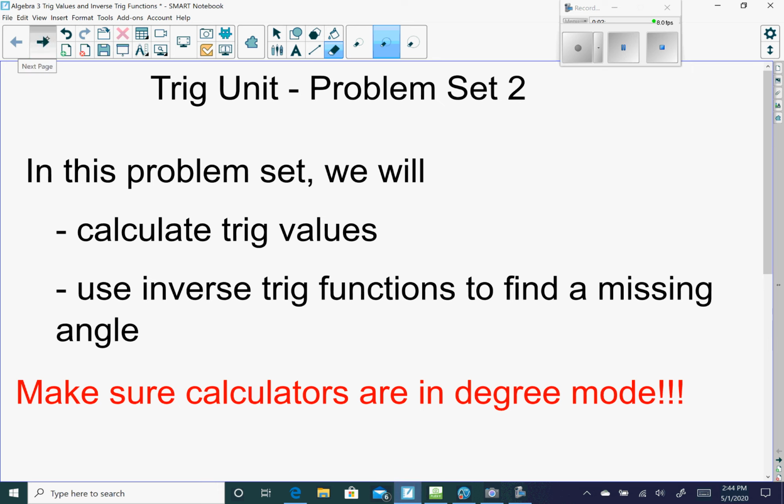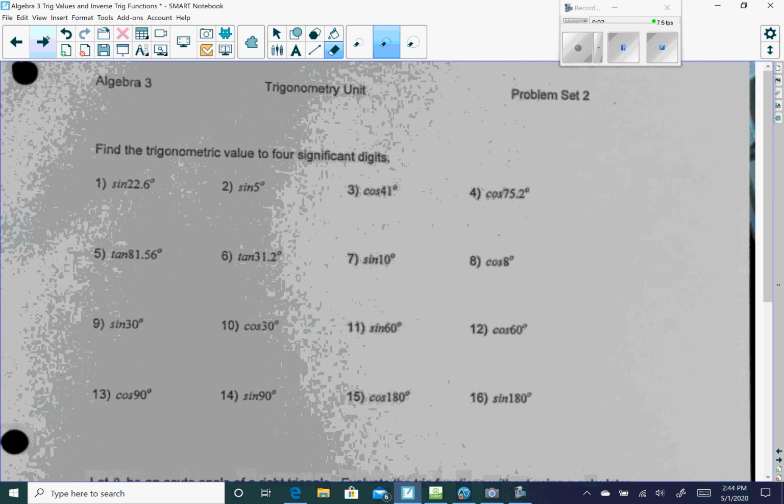So it's not a long lesson here. As I mentioned before, we rely a lot on the calculator. For 1 through 16, there are 29 problems altogether. Notice it says problem set 2. For 1 through 16, it says find the trig value to 4 significant digits. That means if there's a 0 in front of the decimal, that doesn't count as a significant digit, so we'll just round to 4 decimal places. But if there is a non-zero number in front of the decimal, that counts as one of the digits.